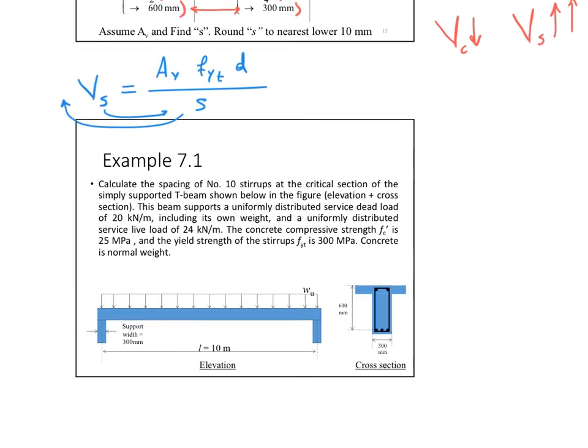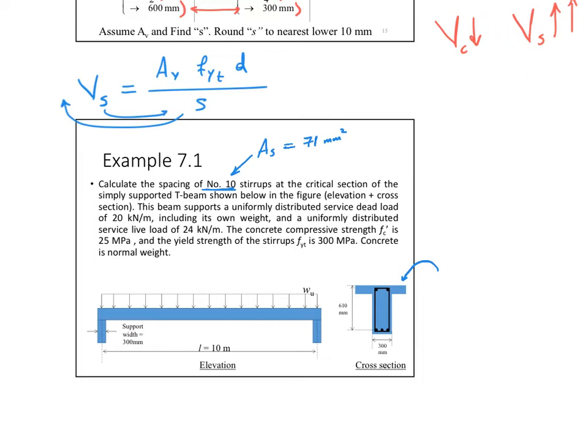Here, example 7.1 tells you to calculate the spacing of number 10 stirrups. So already it's telling you to use number 10, which is a nice starting point. I have my As right away equal to 71 millimeter squared, the area of the bar for a number 10 stirrup. At the critical section of the simply supported T-beam shown below, it's a T-beam, which will not affect our shear design. In the figure, elevation and cross section.